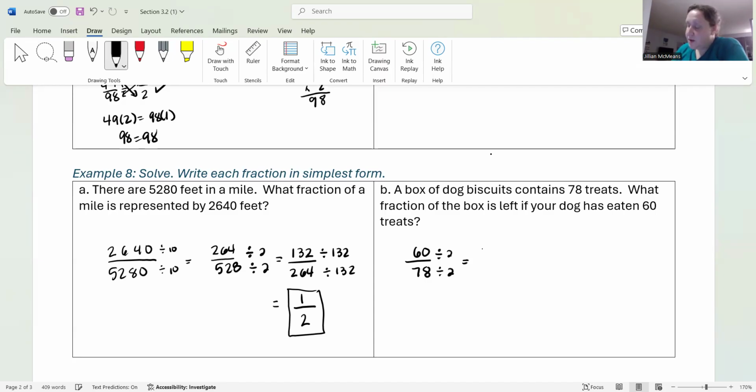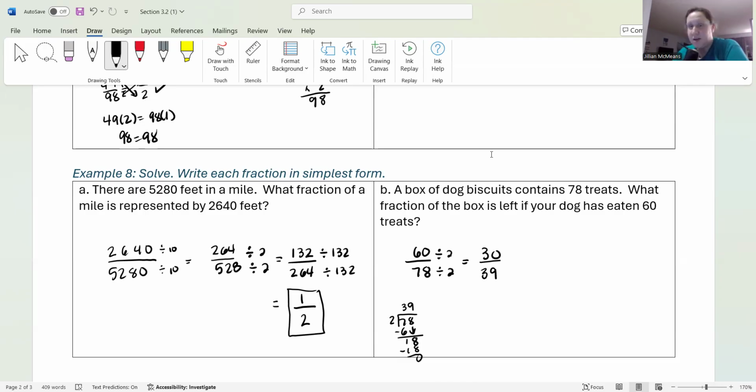Well, 60 divided by 2 is 30. 78 is a little bit harder, so if you need to go to the calculator or you want to do some side work, you could. So if you don't see right off the bat what 78 divided by 2 is, just do the side work. 2 will go into 7 3 times. 3 times 2 is 6. I get a 1. Drop down the next digit, which is 8. 2 will go into 18 9 times. So there's my 0 remainder. So I get 30 over 39.